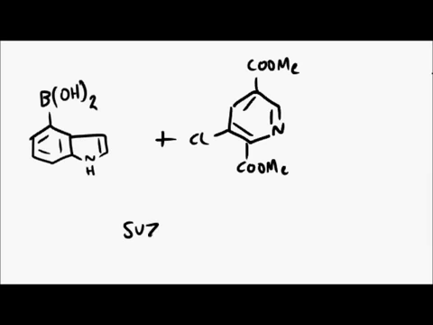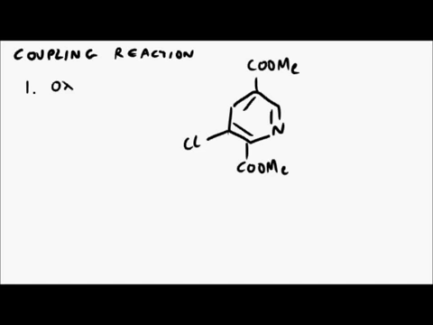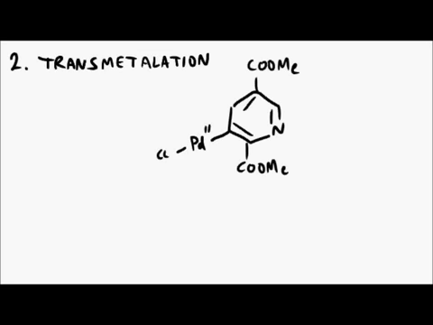This was then combined with the nicotinic acid derivative in a Suzuki coupling, which is worth going over in some detail. The first step of any coupling reaction of this type is oxidative insertion. Palladium naught, which also has triphenylphosphine ligands, which I'll leave out because it makes the drawing crowded, inserts into the carbon-chlorine bond, and in the process is oxidized to palladium 2.